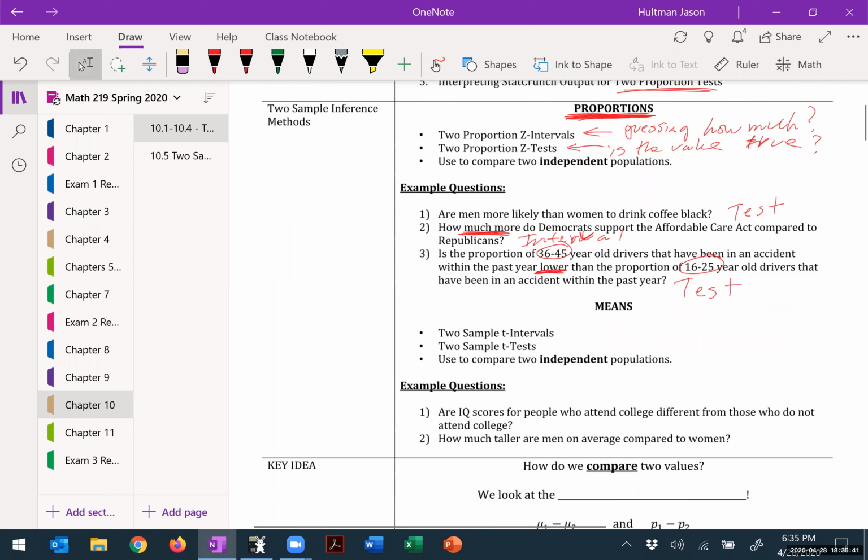Two sample t intervals. We'll get to means a little bit later. We'll come back to this on Thursday.